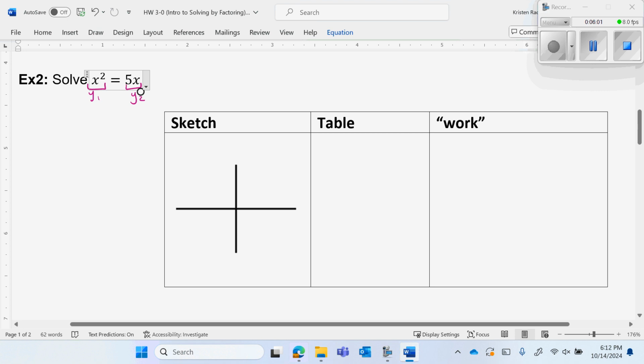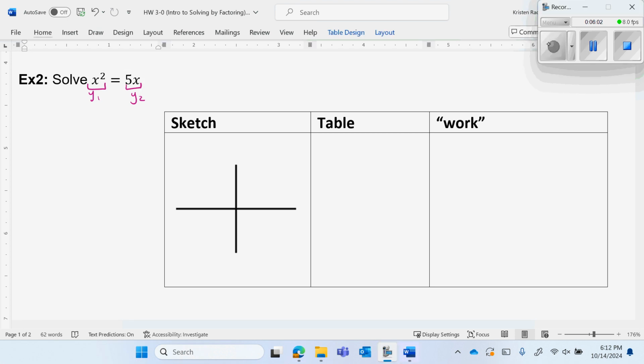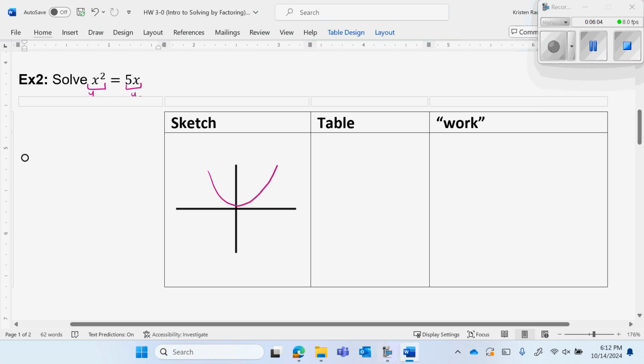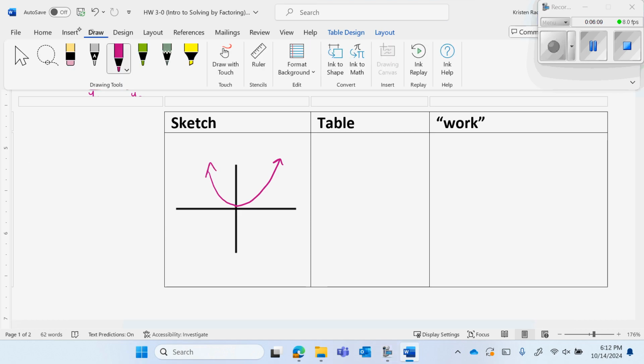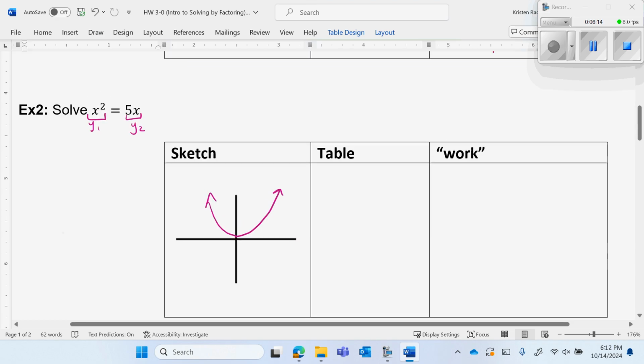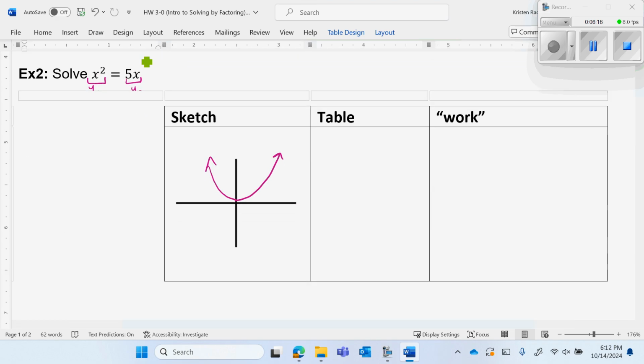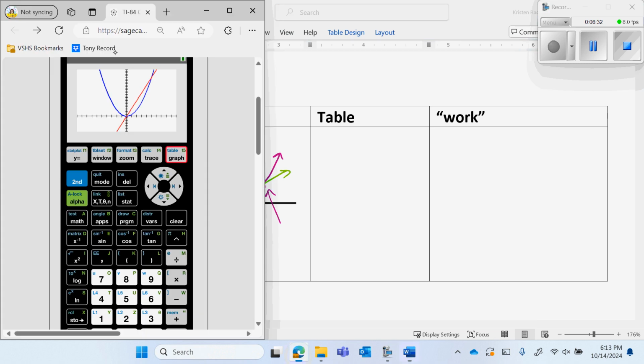So I have my parabola, which is y squared. And then you have the other one, which is 5x. Now that graph is not really to scale, unfortunately, but you do have 2 points of intersection, so you should have 2 answers.